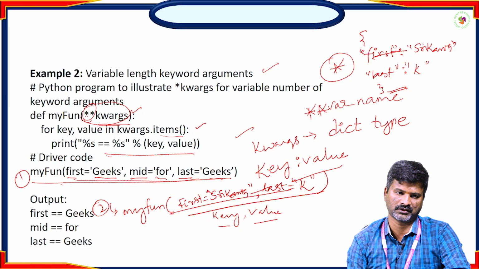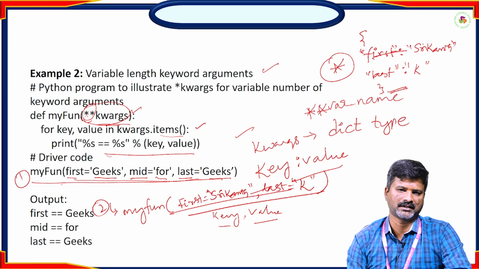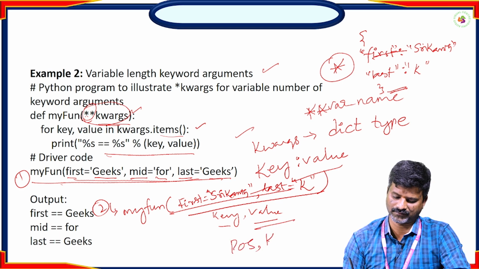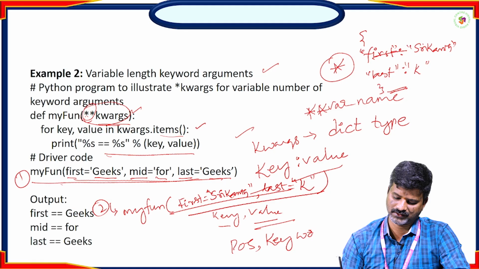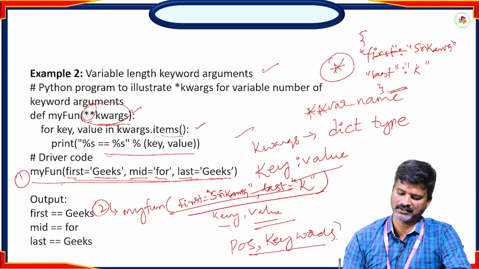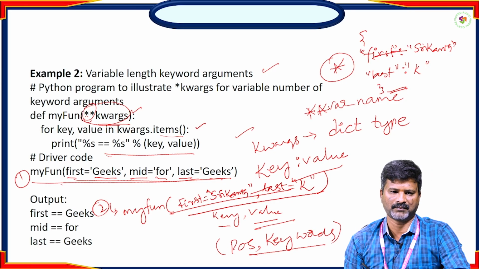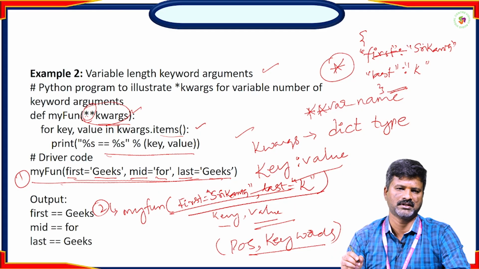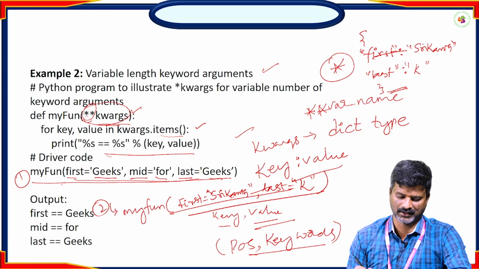Whenever you want to use both variable length positional arguments as well as keyword arguments, in that situation, first you need to pass the positional arguments, and after that you can pass the keyword arguments. That is the order. If you pass the keyword argument first and then the variable length positional argument, you will get an error.